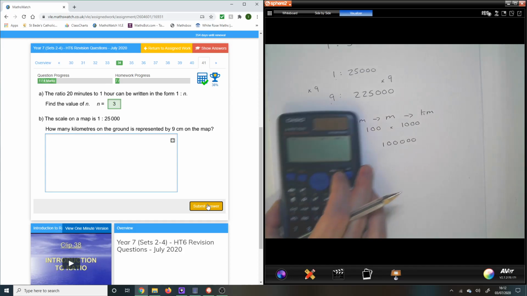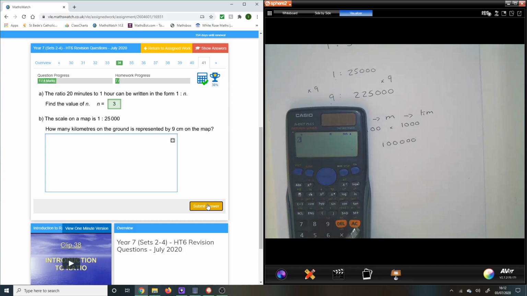So we have to take our 225,000, divide that by 100,000 to give us 2.25. So there are 2.25 kilometers on the ground represented by 9 centimeters on the map. And if I just click on that, there you go, that's the calculation we did.